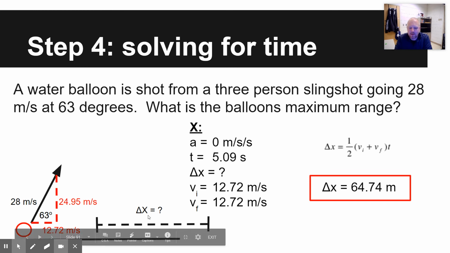How far did the object travel? 64.74 meters. There are a bunch of different equations that I could have used, a bunch of different ways that I could have done this. But that is the process for solving a projectile motion problem.